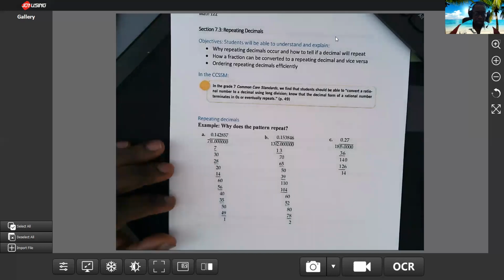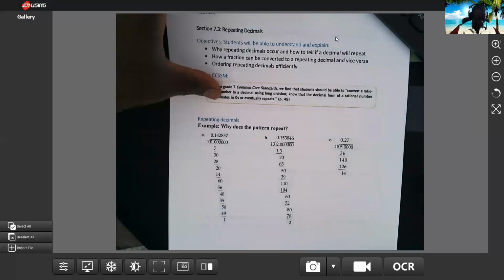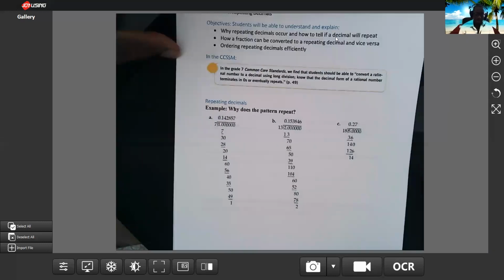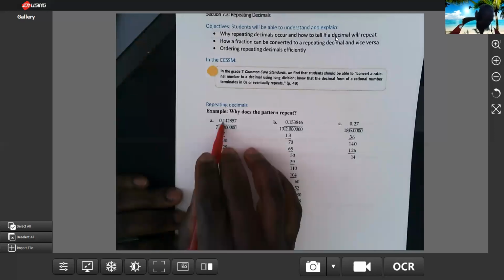rational number to a decimal using long division. Okay. Know that the decimal form of a rational number terminates in zeros or eventually repeats. And so from these examples, I want us to know and be able to tell why the pattern in each of them repeats. Why does the pattern in each repeat? Okay. Now let's look at the first example.